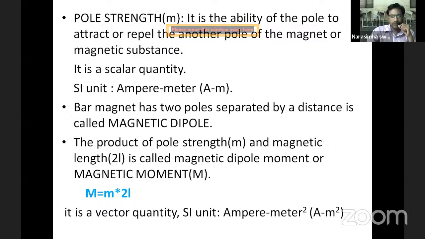This is a very important definition, what is magnetic moment. It comes up repeatedly in the coming discussions. The product of pole strength and the magnetic length is called the magnetic moment, indicated with a capital M. So here is the formula: M equals m into 2L. It is a vector quantity, it has both direction and magnitude, and it is measured in the unit ampere meter square. These are some of the main discussions, and we will move on to the next one.